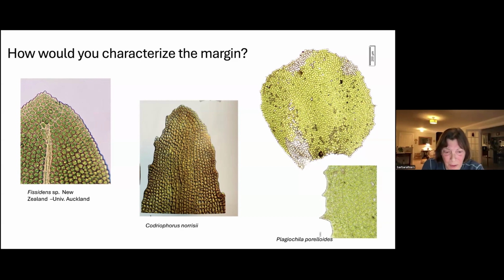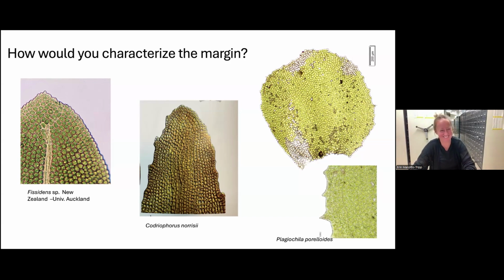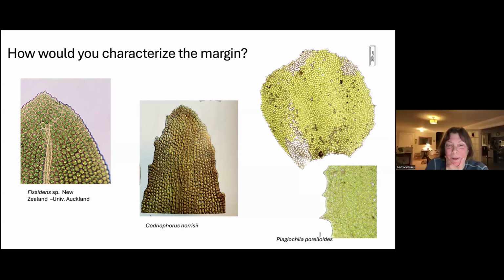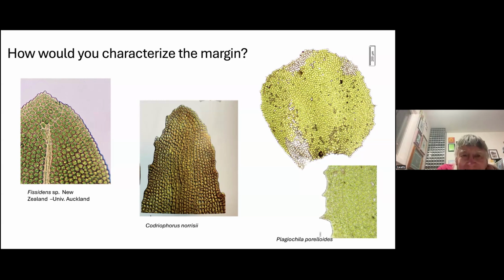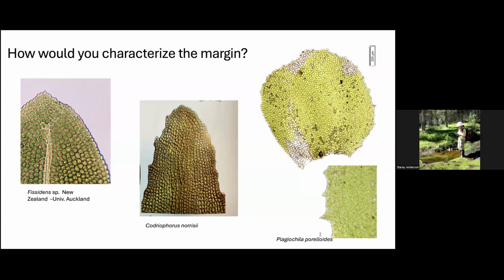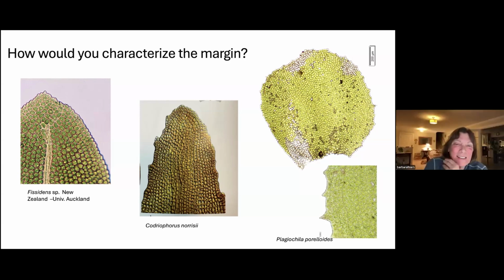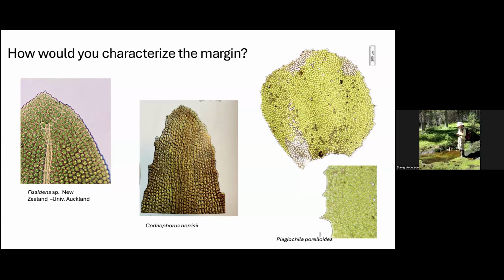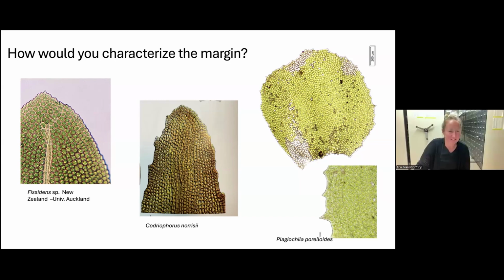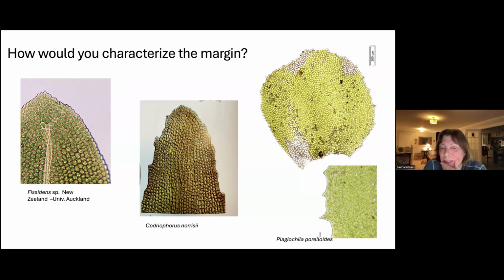What about Codriophorus nourricii? Ragged. Non-entire. It's definitely irregular. Yeah, definitely irregular. Ragged. I don't know if I would call it eros. No. Well, ragged's kind of good. That implies non-regularity. Yeah. But ragged, yeah, okay.